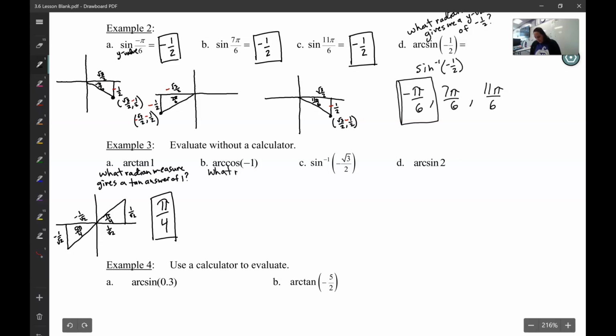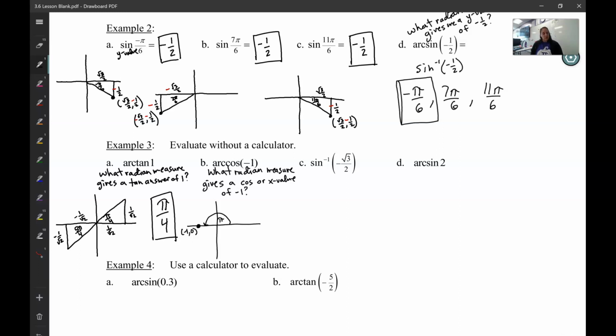What radian measure gives a cos or x value of -1? So I want a cos or an x value of -1. Well, that one actually only happens at one place, right there. And that's going to be at pi. And that is within our domain restriction from 0 to pi. So that's going to be our answer.